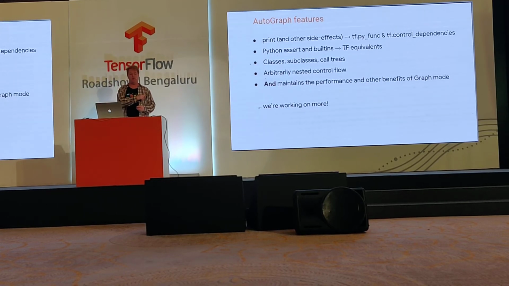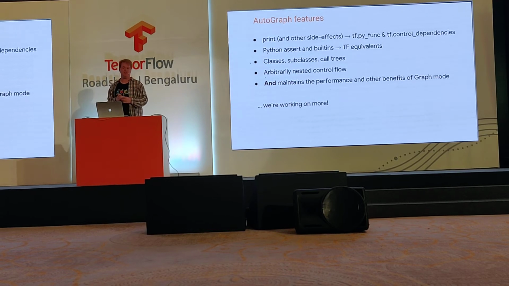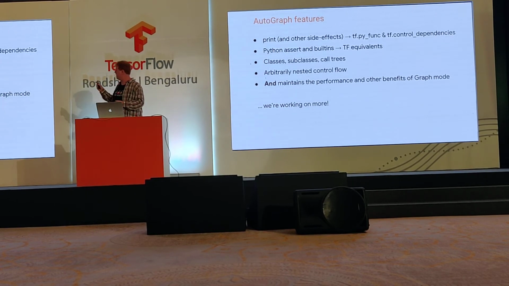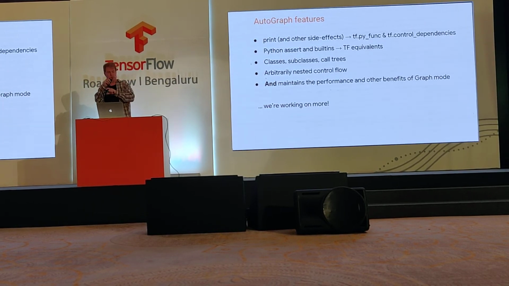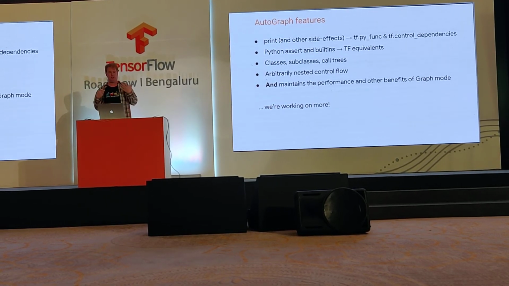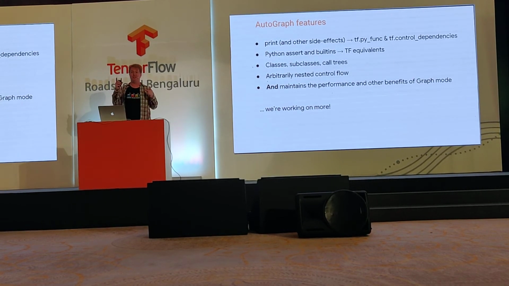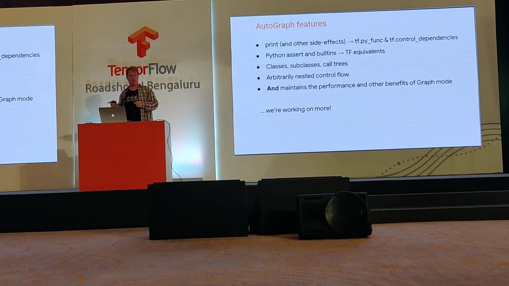What else can AutoGraph do? We've seen a few examples of ifs and fors. AutoGraph converts print statements too, and inserts the control dependencies to ensure that everything gets computed in the right order so that you can print things out correctly. It converts assert statements, which is really cool. It turns asserts into TF asserts.